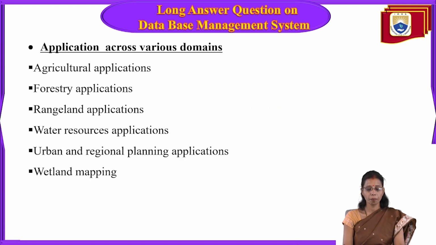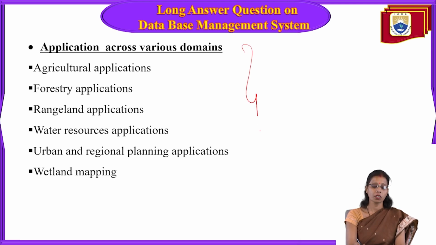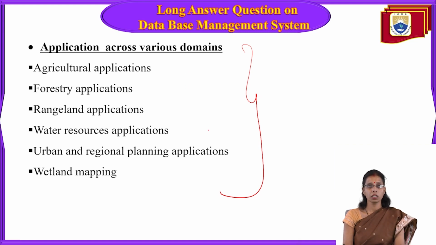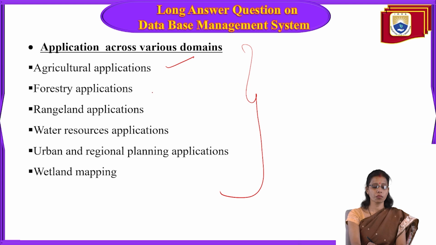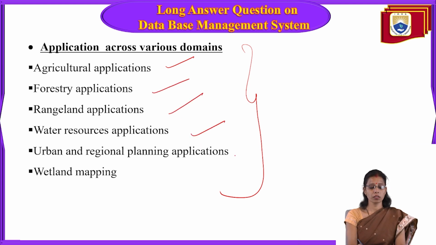Now, applications. When you talk about the applications of GIS, what are the different applications here? It has very wide applications. Few of the applications we will learn are agricultural applications, forestry applications, range applications, water resource applications, urban and regional planning, and wetland mapping. These are a few of the applications; it has many applications in the GIS process.